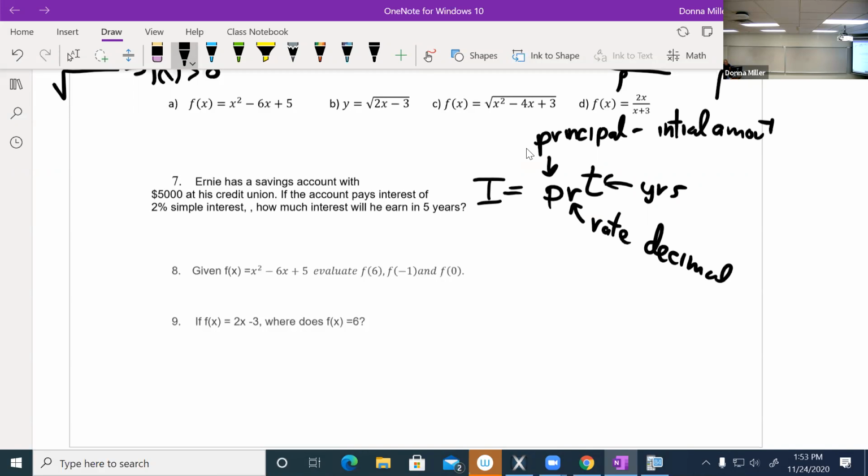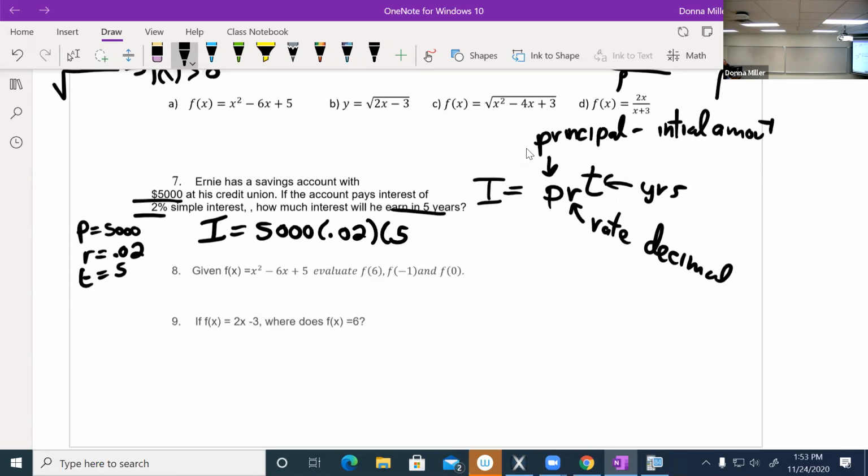Ernie has a savings account with $5,000 in his credit union. The account pays interest of 2% simple interest. How much will he earn in 5 years? So basically, I just need to list it. The principal is 5,000. The interest rate's 2%, as a decimal it's 0.02, and time would be 5 years. So we do interest equals 5,000 times 0.02 times 5, right? That's all I need to do, and plug it in my calculator.